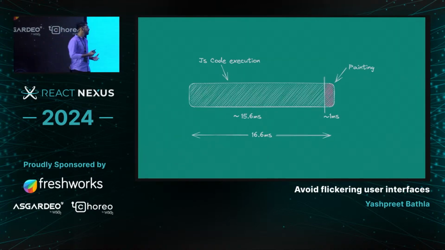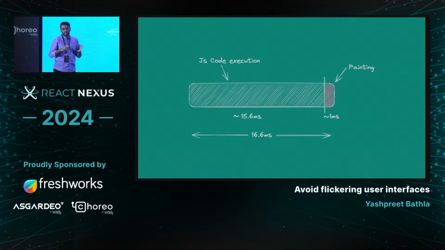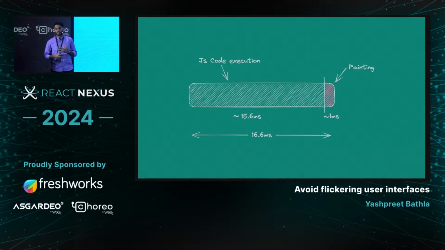Almost all the browsers, obviously depending on your machine and its capability, in general take around 1 millisecond to paint anything on the browser. And the rest, 15.6 milliseconds, the browser leaves for JS code execution.